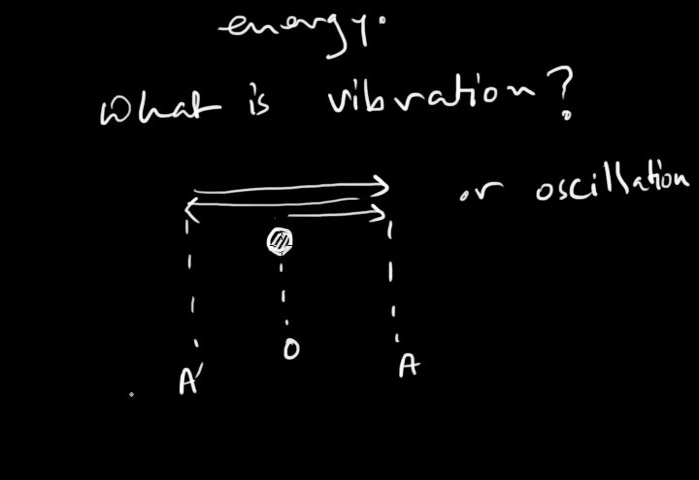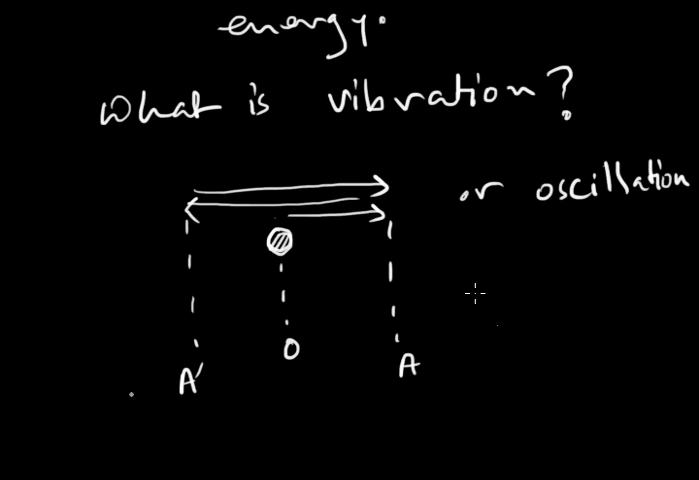Now, this kind of motion is periodic motion. What I mean by periodic motion is that this motion repeats itself after a certain period of time. So, the motion repeats itself. How does it repeat? It first goes from point O to point A, then it returns to point O, and then it goes to point A prime, and again it returns to point O, the point where it started its motion, and then again it repeats its motion from O to A.